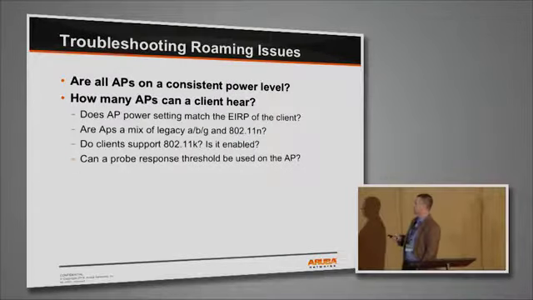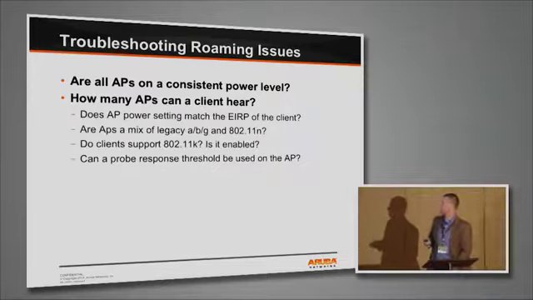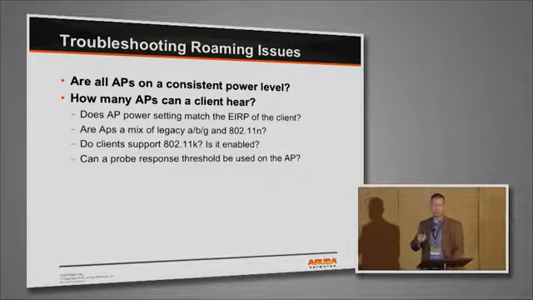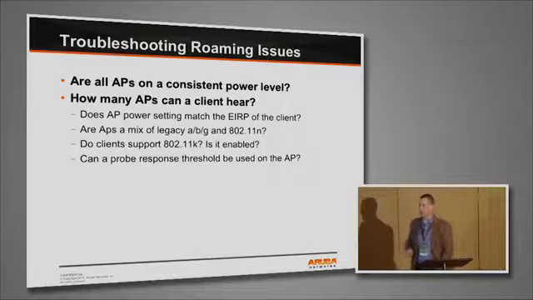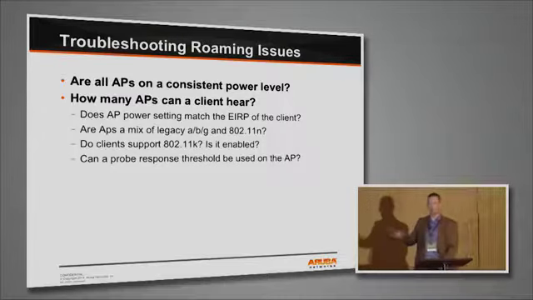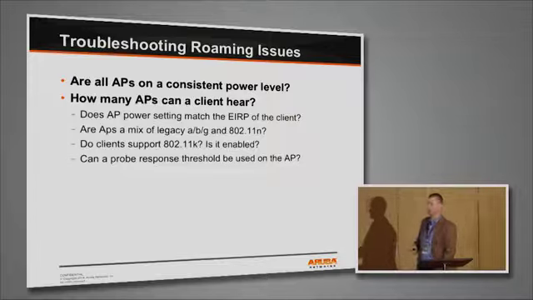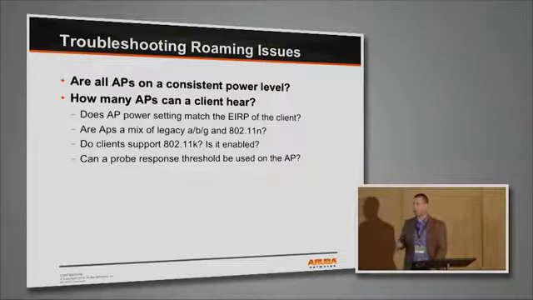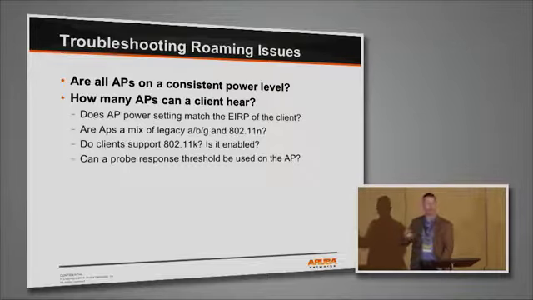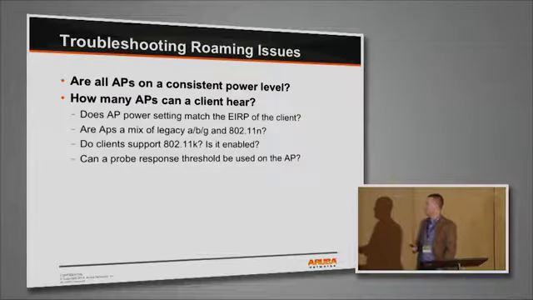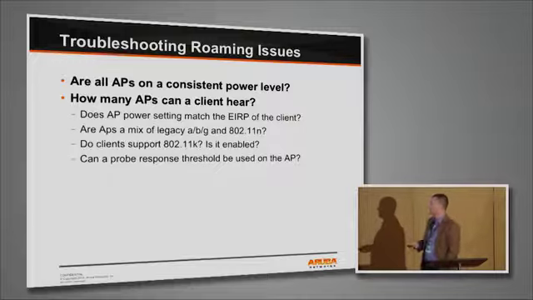As far as on the roaming issue side, again, kind of looking at consistent power level, this comes up several times. We maybe did the initial install, did our post-install validation, and verified that everything was set on the right power level, but over time, people tweak things, people are trying to work on why there's a problem. Or we had an AP go bad and somebody put another AP up there, and it ended up not configured the same.